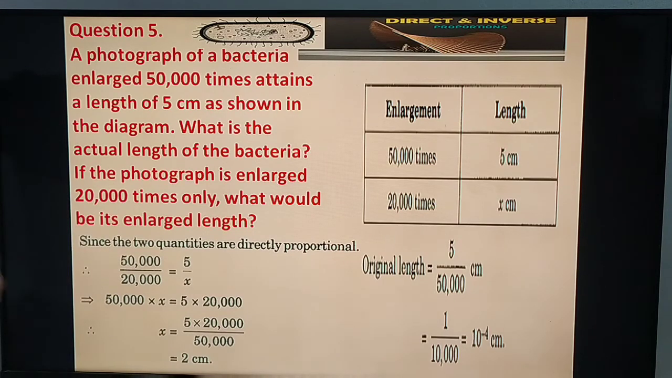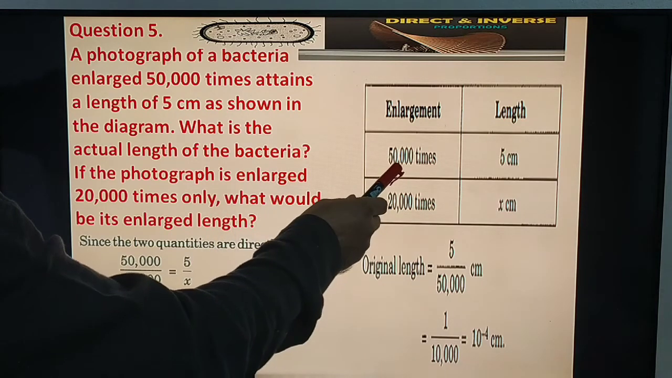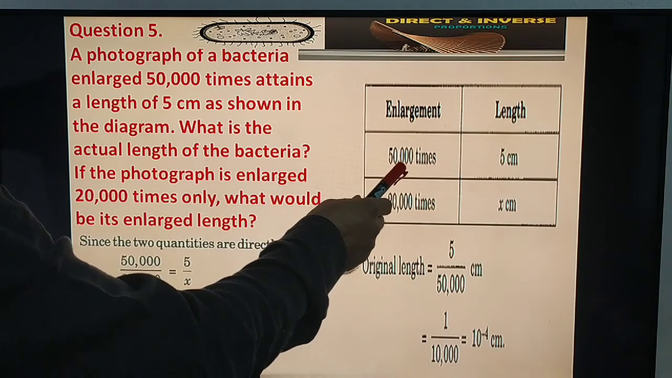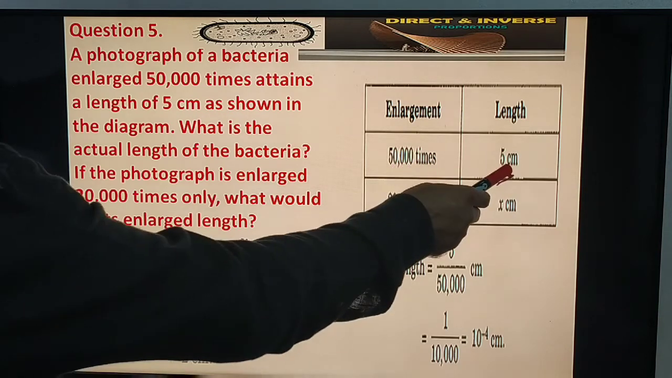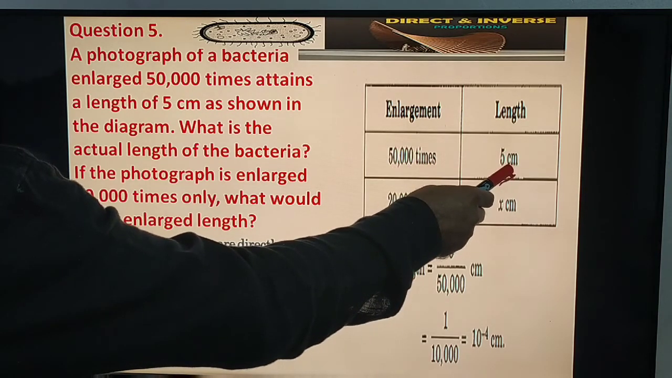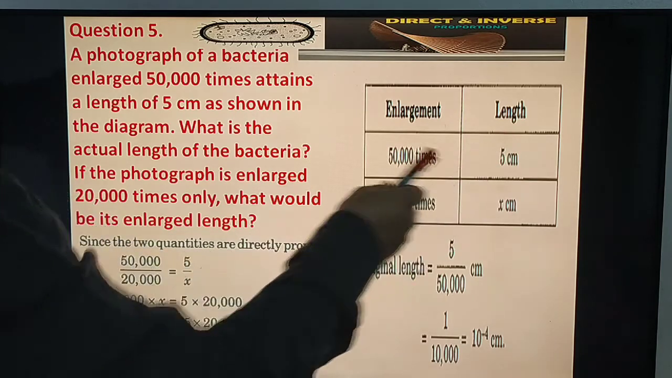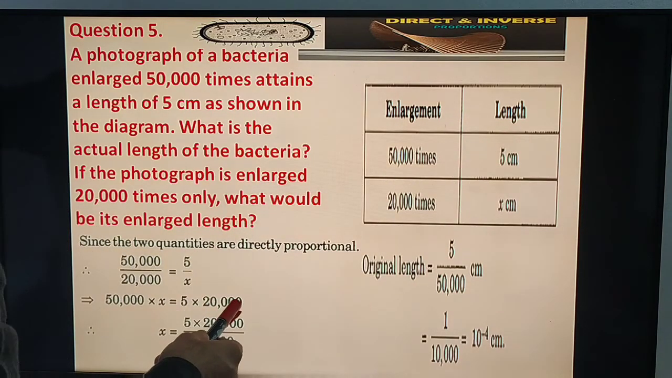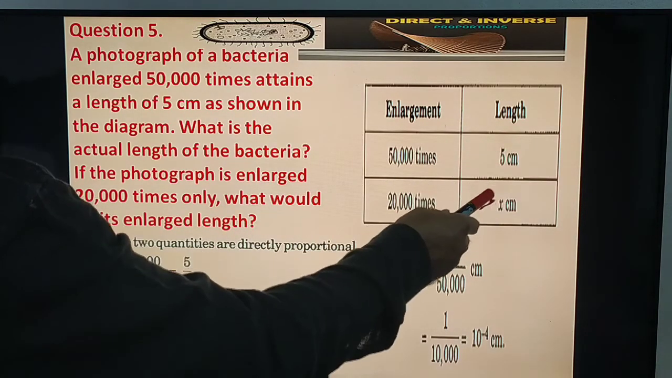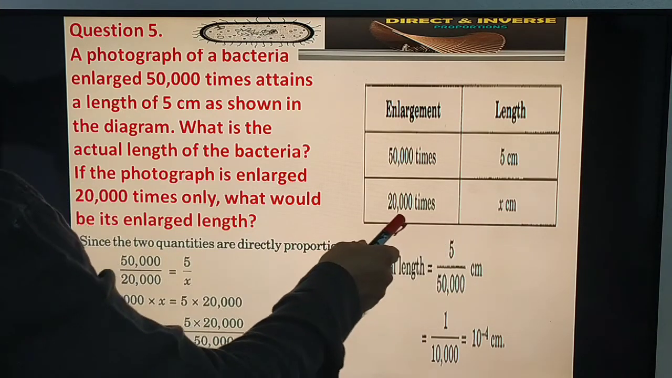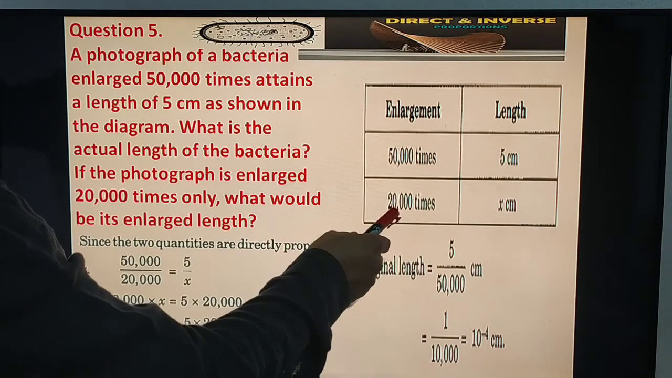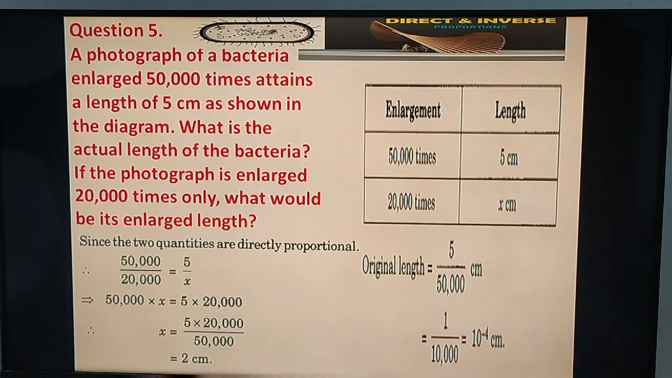Then what is the actual length of the bacteria if the photograph is enlarged by 20,000 times? What would be the enlarged length? If the photograph is enlarged by 50,000 times, then the enlarged length of the bacteria is 5 cm. Then how much length is achieved if the photograph of the bacteria is enlarged by 20,000 times?